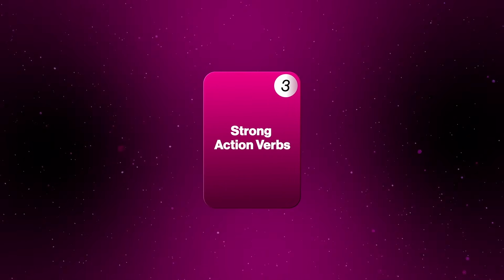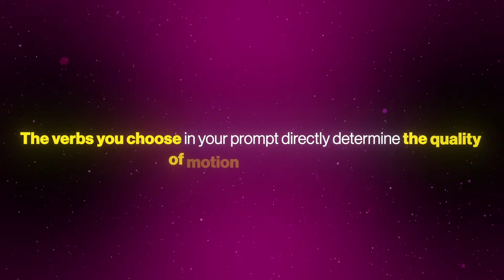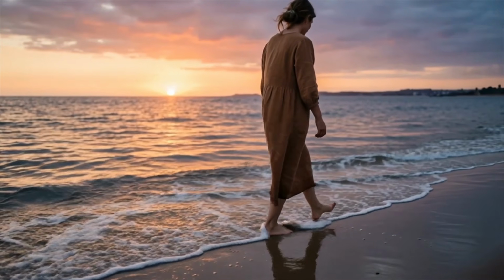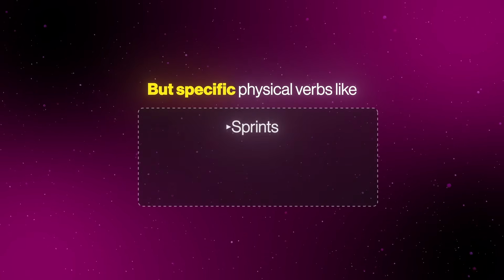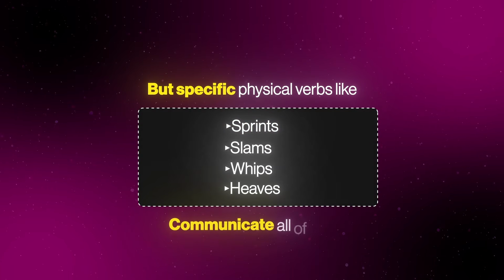Emotions set the tone of a scene. But the next technique focuses on how you word the action. This one is simple in theory, but makes a massive difference in practice. The verbs you choose in your prompt directly determine the quality of motion in your video. Weak verbs like walks, looks, stands, and moves give the model almost nothing to work with. They're so broad that the output ends up vague and low energy because the model has no information about the force, the speed, or the intention behind the movement. But specific physical verbs like sprints, slams, whips, and heaves communicate all of that. They tell the model not just what the body is doing, but how it's doing it and what's motivating it.